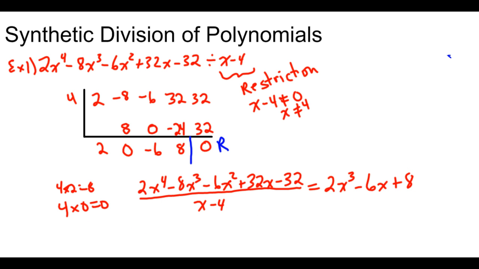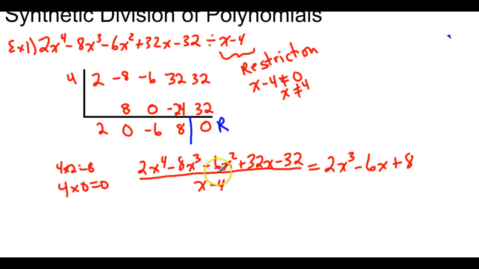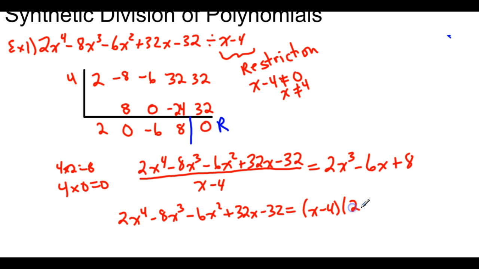An alternative here, I suppose, would have been to write this as a factoring type question. And again, we'll see where we're going to use this in the next day or so. And so I could write this original question as equal to the x minus 4 times the 2x cubed minus 6x plus 8.